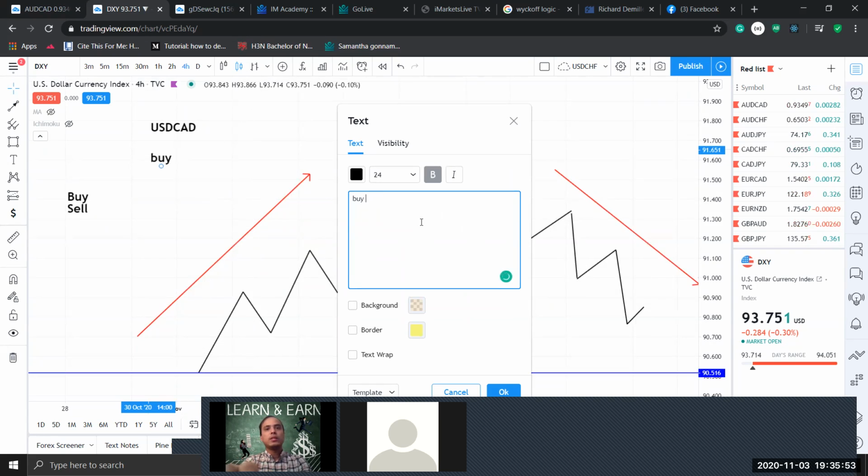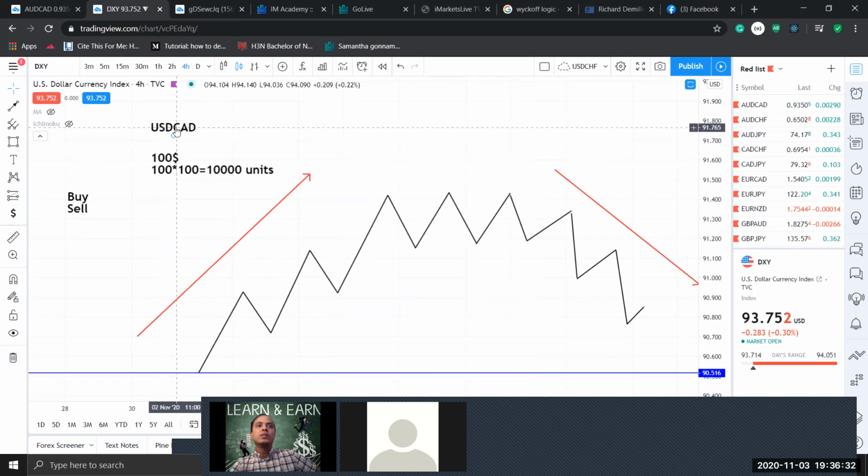Basically, the broker will provide you 100 times of your deposit. If you have $100 in your deposit, the broker will give you 100 multiplied by 100, which is equal to 10,000 units. So the broker will provide you the maximum power to buy 10,000 units. When we buy USDCAD, USD is the base currency, and we are buying Canadian dollar with the United States dollar.